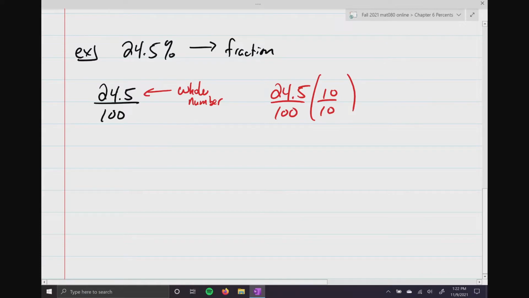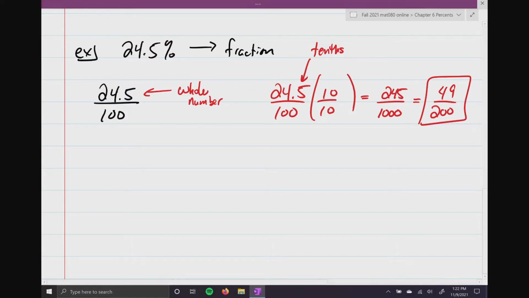Now, if you're asking yourself, well, why did he choose 10 over 10? Here's why. This 5 is in the tenths position. And because it's in the tenths position, I'm going to multiply by 10. So that's going to give me 245 over 1,000. So now that we have 245 over 1,000, we're just going to go ahead and reduce. And that gives us 49 over 200. Okay?